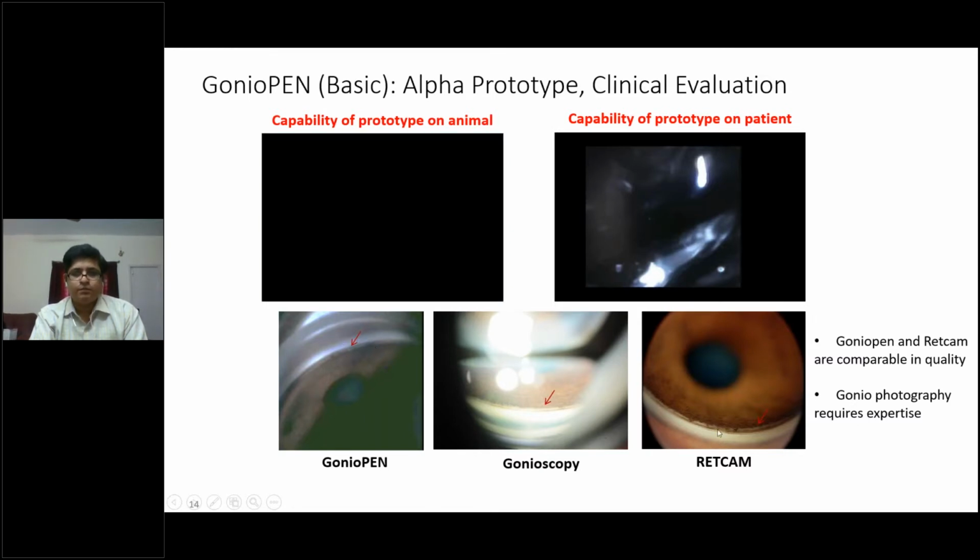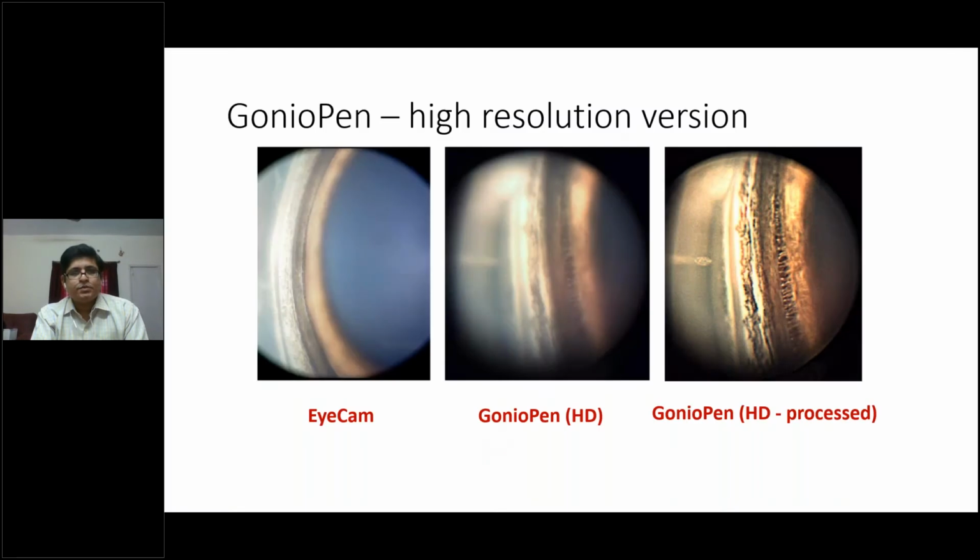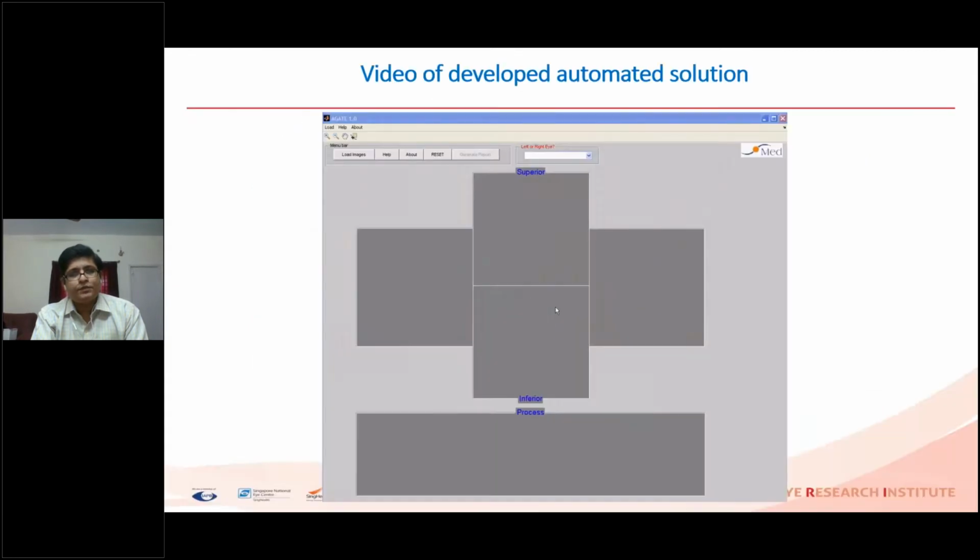This is an older photograph. Now the images are almost similar to the RetCam, and we are on the way of getting past the prototype to productization. We also had a higher resolution version of it. You can see the angle details here very clearly, and this, if it can be accomplished, can be very useful in documentation and follow-ups as well.